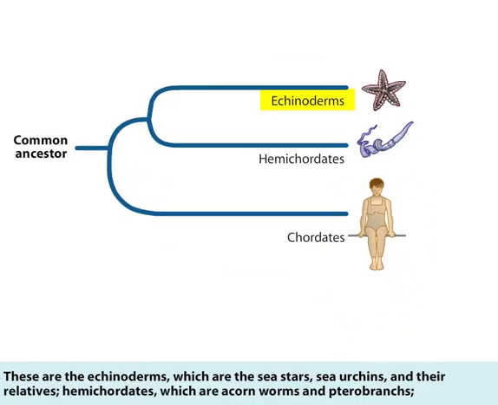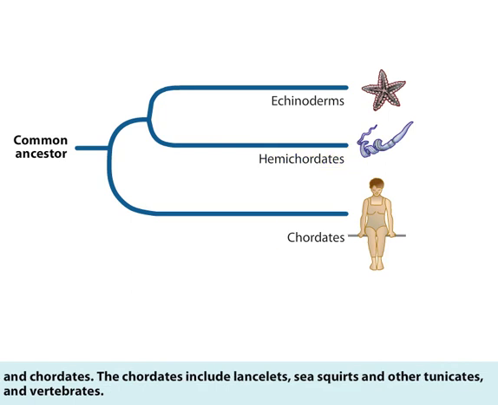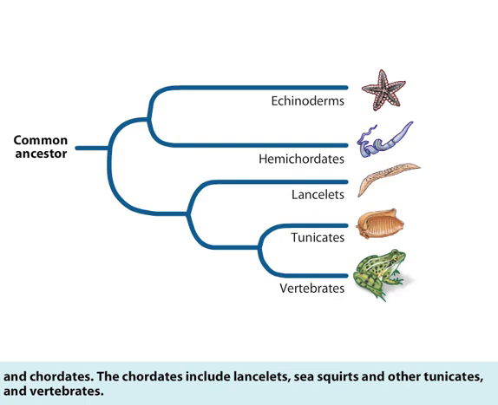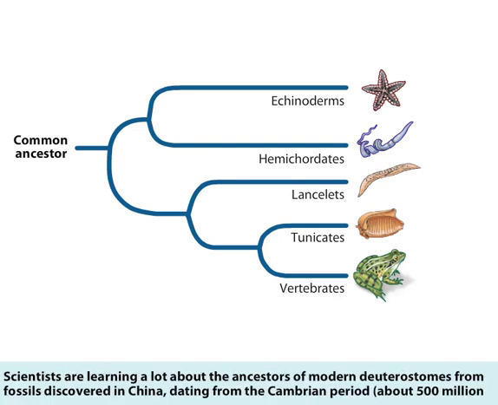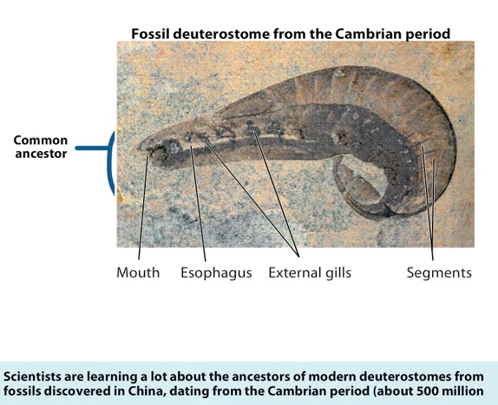These are the echinoderms, which are the sea stars, sea urchins, and their relatives; hemichordates, which are acorn worms and terebranchs; and chordates. The chordates include lancelets, sea squirts and other tunicates, and vertebrates. Scientists are learning a lot about the ancestors of modern deuterostomes from fossils discovered in China, dating from the Cambrian period, about 500 million years ago.